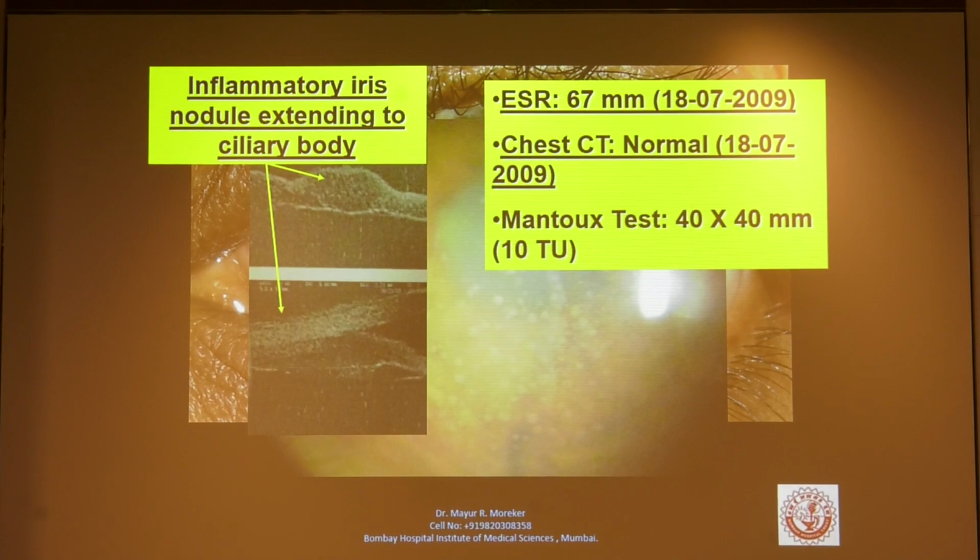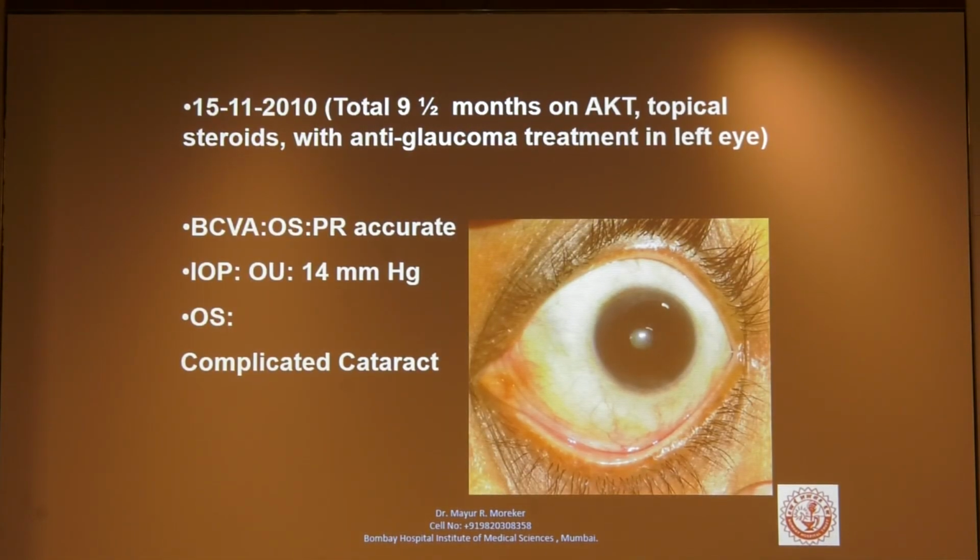Her HRCT was normal, but a Mantoux test was strongly positive. This is a 2009 case when one would request for an HRCT. In current times, we would request for a contrast chest CT. Patient underwent AKT, total 9.5 months, after which she developed a complicated cataract.